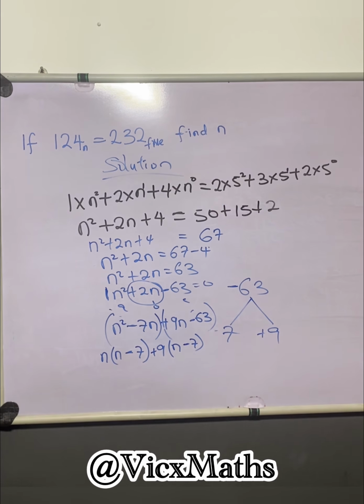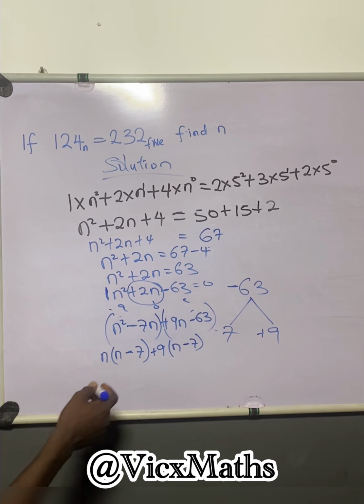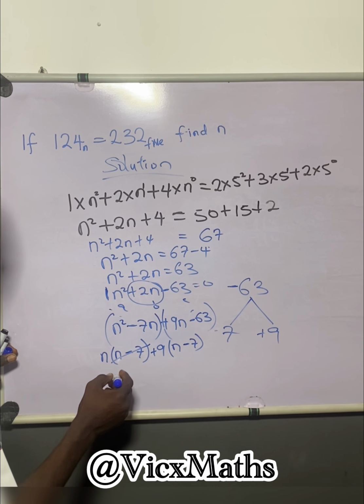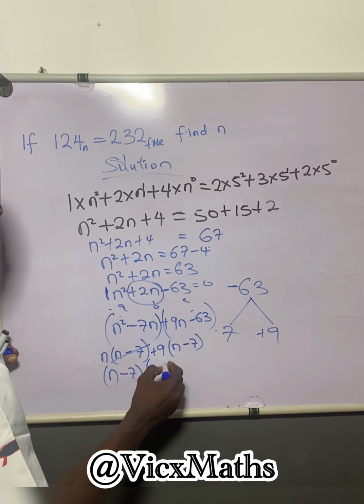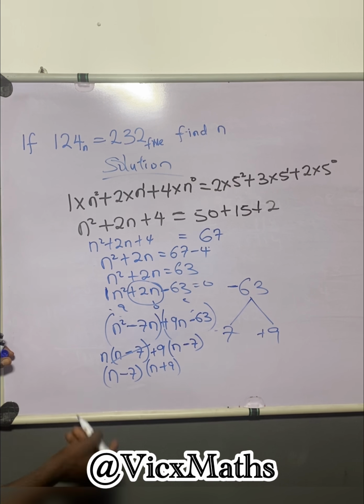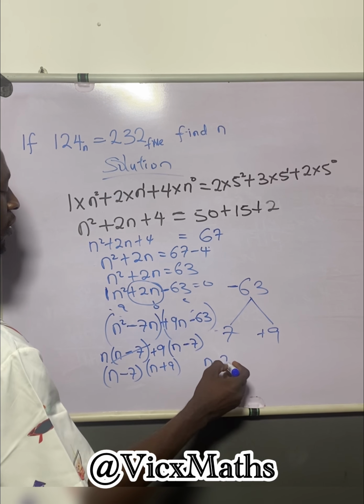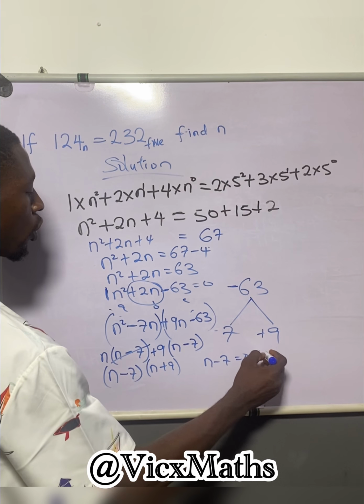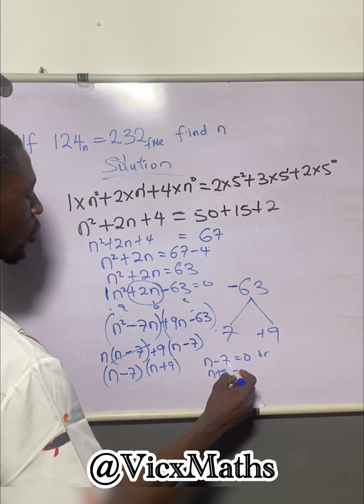How do you know whether you got it right? The brackets should be the same. When you have the same thing, pick one of them. You have n minus 7, and n plus 9. Now, what this question is saying is that the answer is either n minus 7 equals 0 or n plus 9 equals 0.